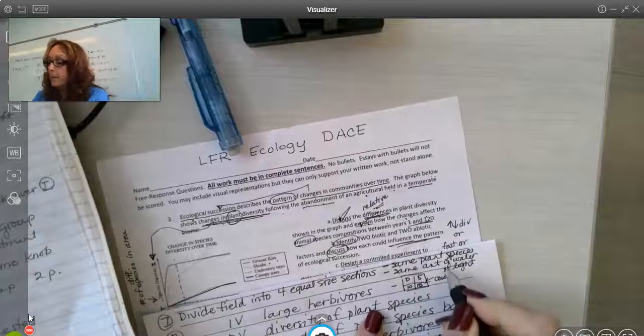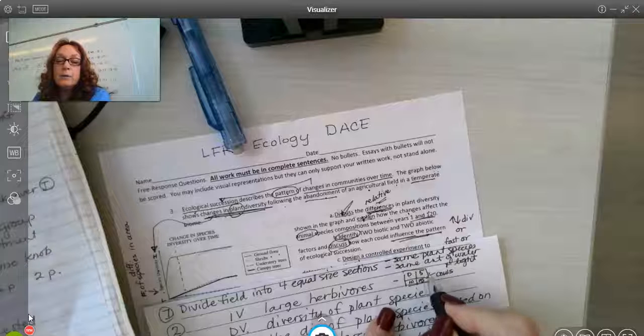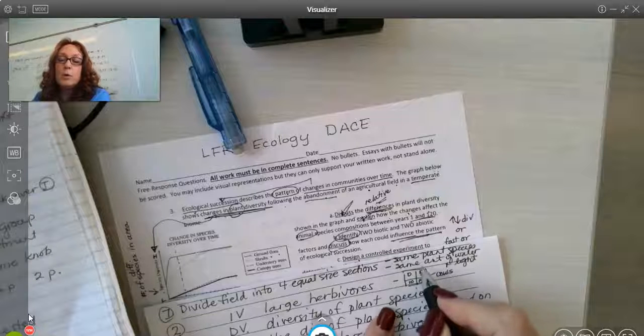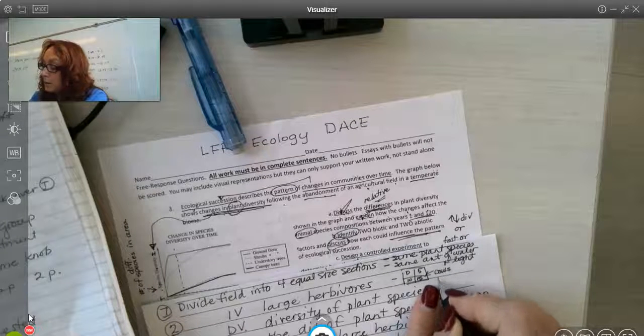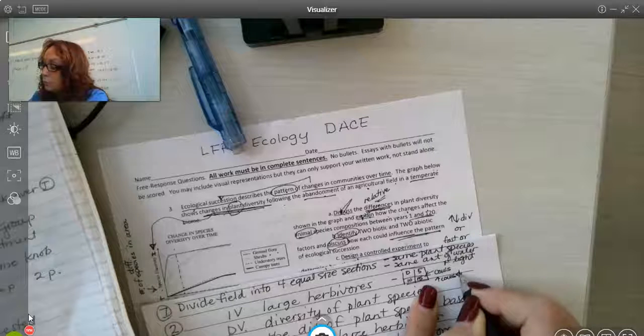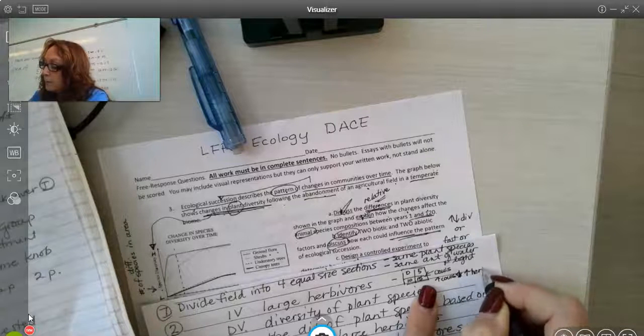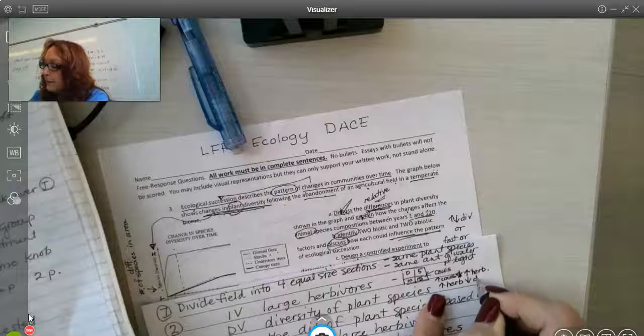And here's what I'm hoping to prove by that. So the more cows, the more herbivory, the less diversity. So that's what I would want. The more herbivory, the less diversity.